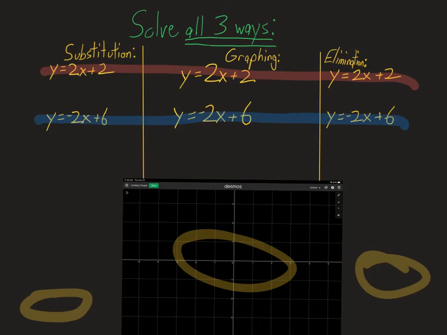Oh geez, I even gave it to you in elimination. Man, I made this too easy. You guys should be able to do this no problem. Go.